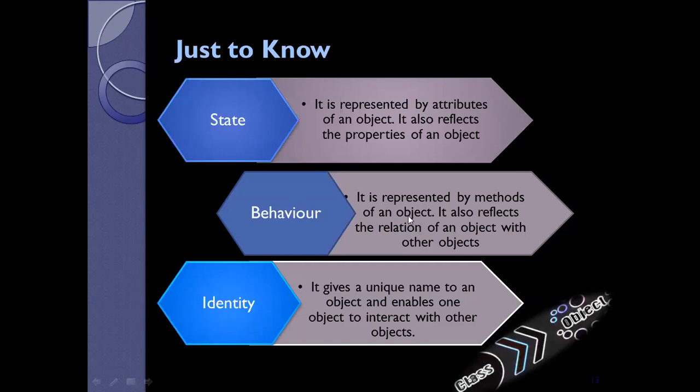Next, behavior. It is represented by methods of an object. It also reflects the relationship of an object with another object. We have already seen what is the meaning of behavior. Last one, identity. Identity means a unique name, or how we can identify an object uniquely, and it enables one object to interact with the other objects.